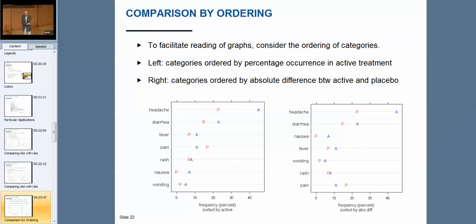I have said this beforehand. This is comparison by ordering. This is different impressions of the same data depending on what one is interested in. This is sorted by the occurrence of the AE in the active treatment. So you see the A moves from the left to the right as you move up the y-axis. Here is sort of the absolute difference. Depending on what the question is, the order can be a factor that one can play with to make it easier to see what information we have in the data.